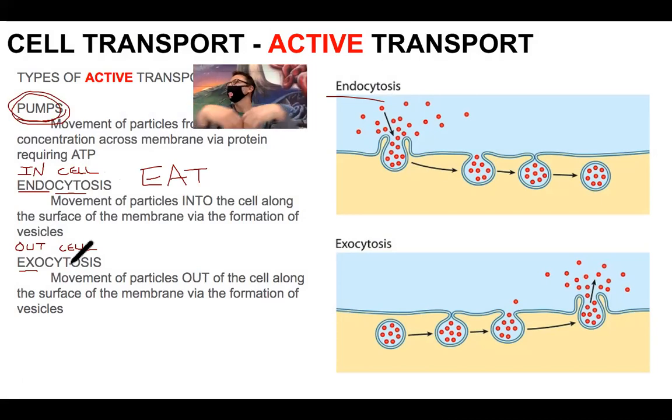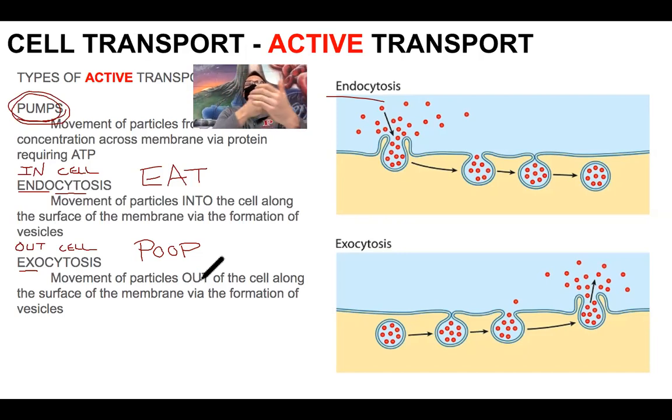Excrement, excreting. You could think of exocytosis like the cell taking a poop, right? And you're thinking, what? This doesn't make any sense. Yes, it does. You have immune system cells, white blood cells. They are your body's soldiers. They float around in your bloodstream.